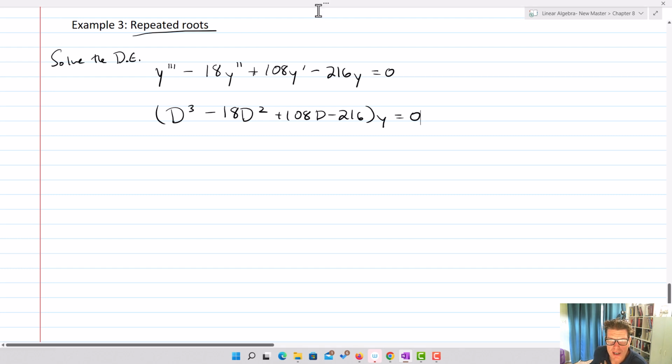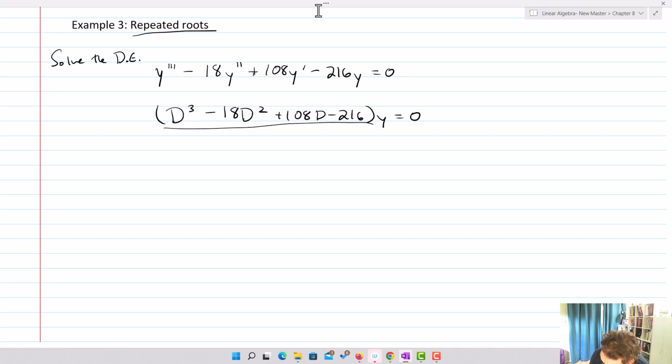And we're now going to rewrite that as the auxiliary equation. P of D is just D cubed minus 18D squared plus 108D minus 216. And we get r cubed minus 18r squared plus 108r minus 216 equals 0. When we factor that, we get (r - 6) cubed equal to 0. So what we now have is a repeated root. We've got r1 equals 6, but it has a multiplicity of 3.